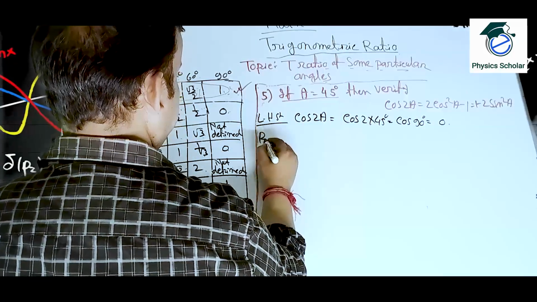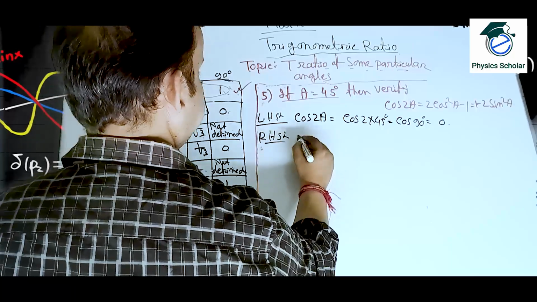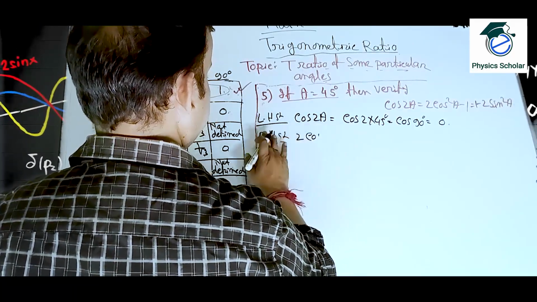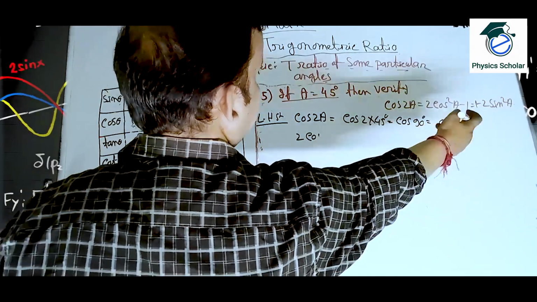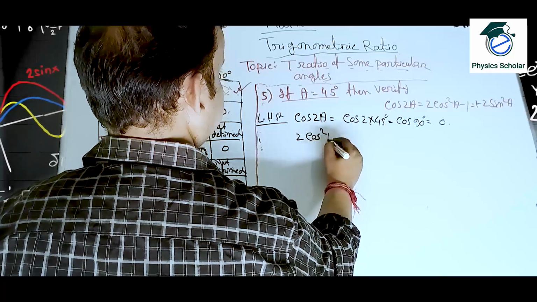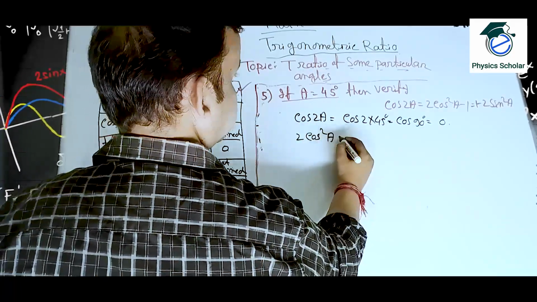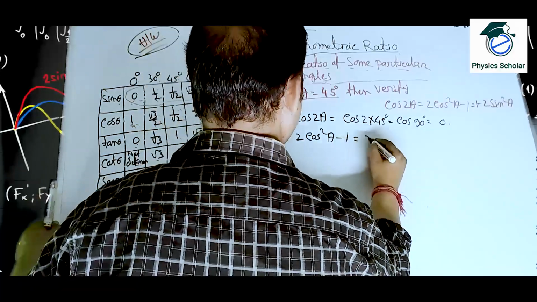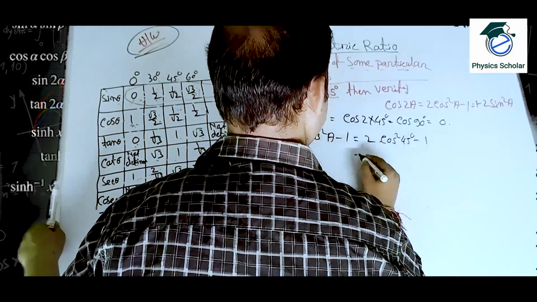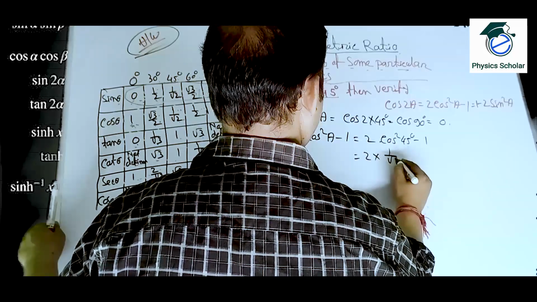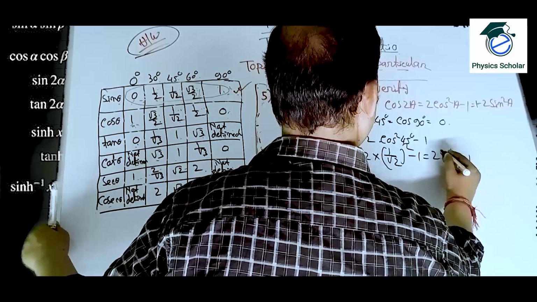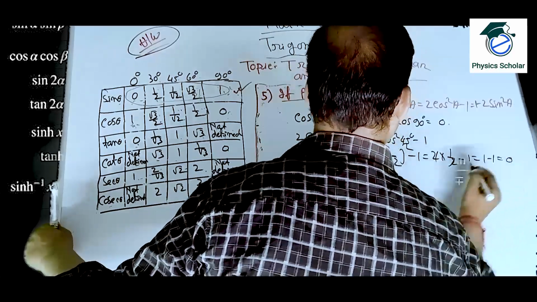Clear? So right hand side. Right hand side what? It is not right hand side, it is another thing. Okay? Because two proofs are there. 2 cos square A minus 1 is equal to 2 into cos square 45 degree minus 1. So 2 into 1 by root 2 square minus 1. 2 into 1 by 2 minus 1 is equal to 1 minus 1 is equal to 0.